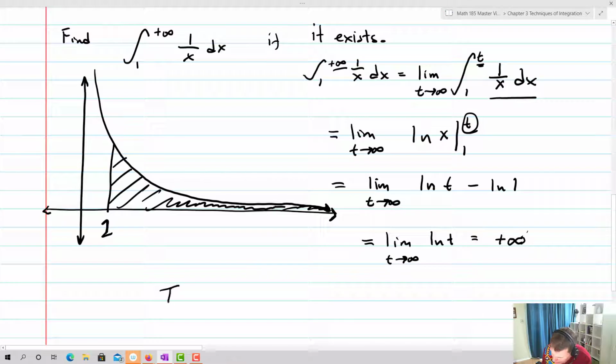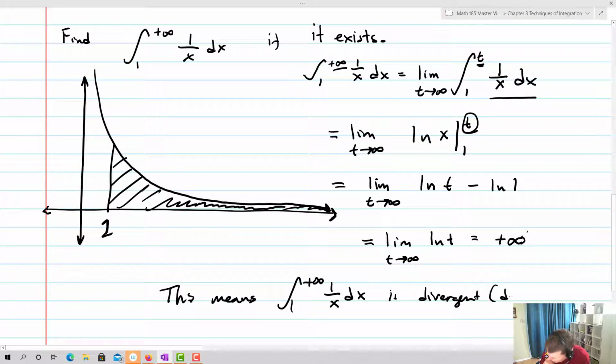This means that the integral from 1 to positive infinity of 1 over x dx is divergent. What that means is that it doesn't exist, because the value keeps going up to infinity. So we say that it diverges. It's a divergent limit. All right? So basically that's what we're going to do. We're going to see that a couple of other times.